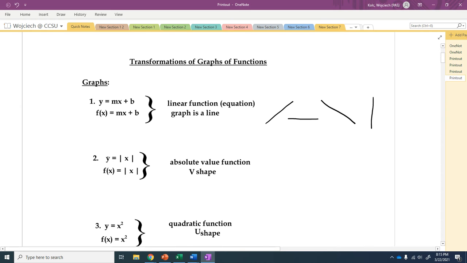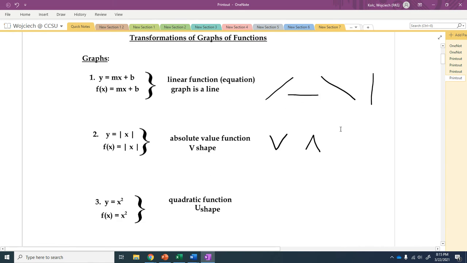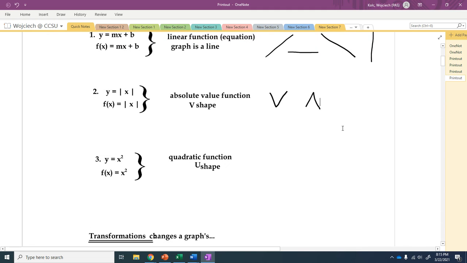Now, the second function we discussed in this class was the absolute value function, and it's basically a V shape. It opens up or it could open down. And later in the video, we'll review how do we know whether the graph opens up or down. And I think the most important function in this class is the quadratic, which is a U shape, or you can also call this a parabola. Okay, and a parabola sometimes opens up and sometimes opens down.